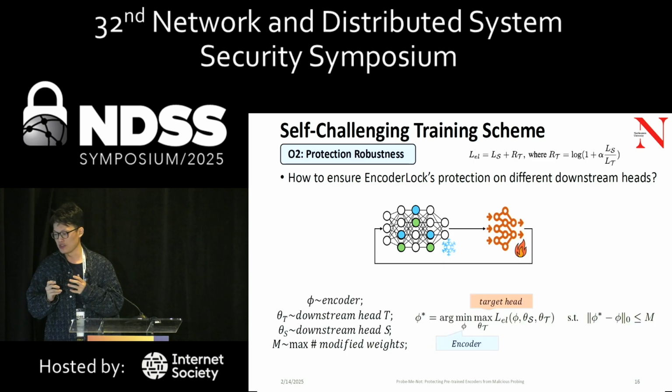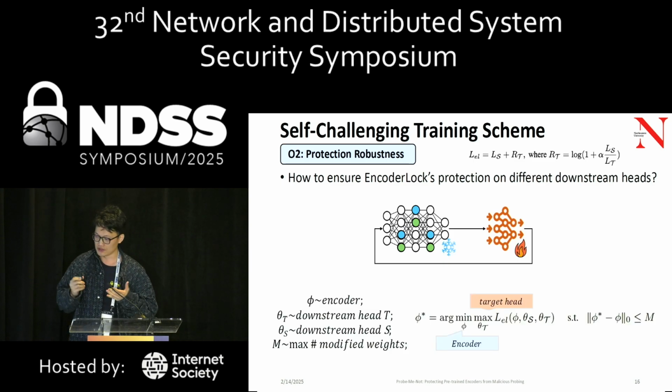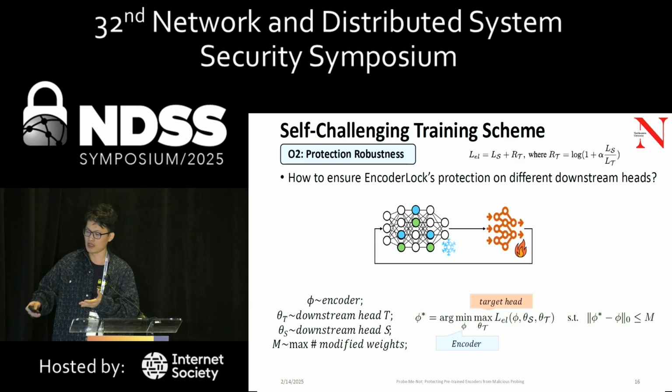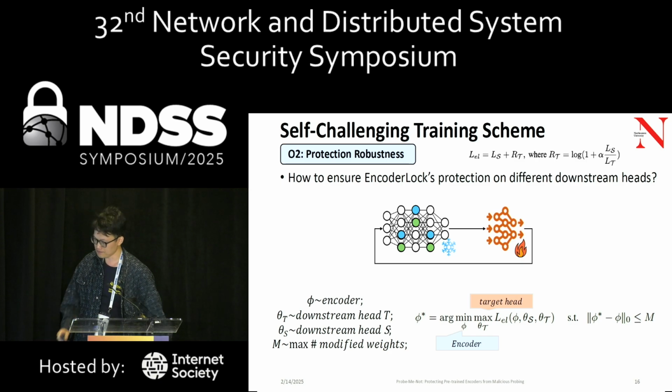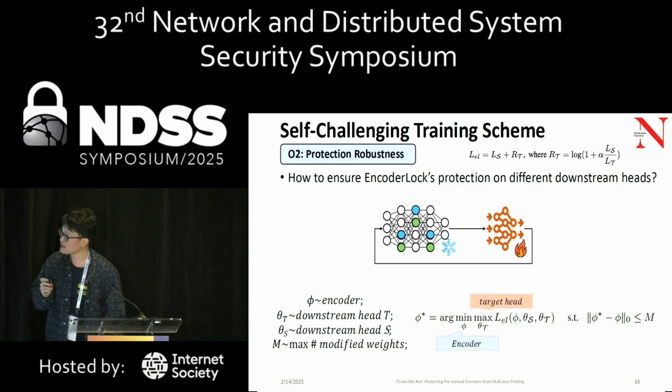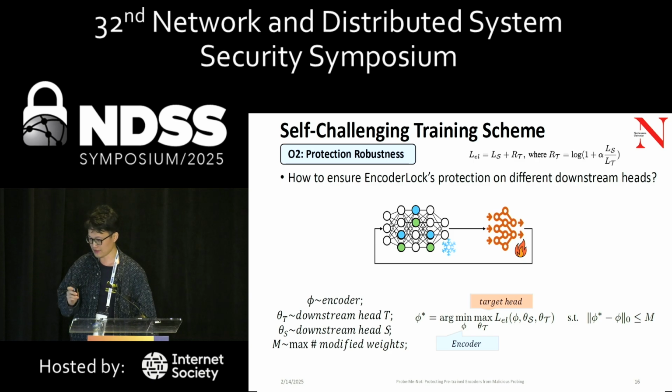In the end, the goal is to make sure that this downstream head tries to increase this encoder locker loss, and the encoder part is trying to minimize it. Okay, this is the second objective. We try to make this protection robust.